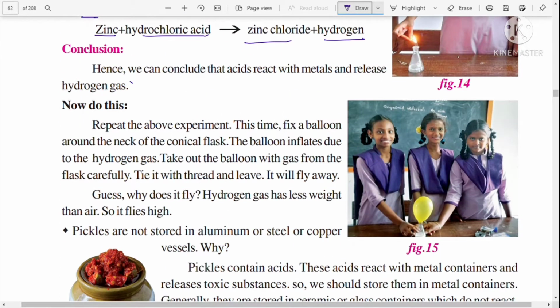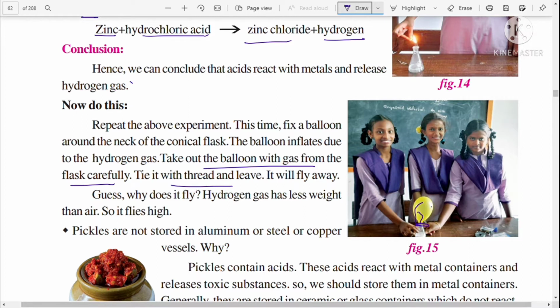Now repeat the above experiment, but this time fix a balloon around the mouth of the conical flask. The balloon inflates due to the hydrogen gas. Take out the balloon with the gas from the flask carefully, tie it with a thread and leave it. It will fly above. So guess why does it fly? Hydrogen gas has less weight than air, so it flies high.